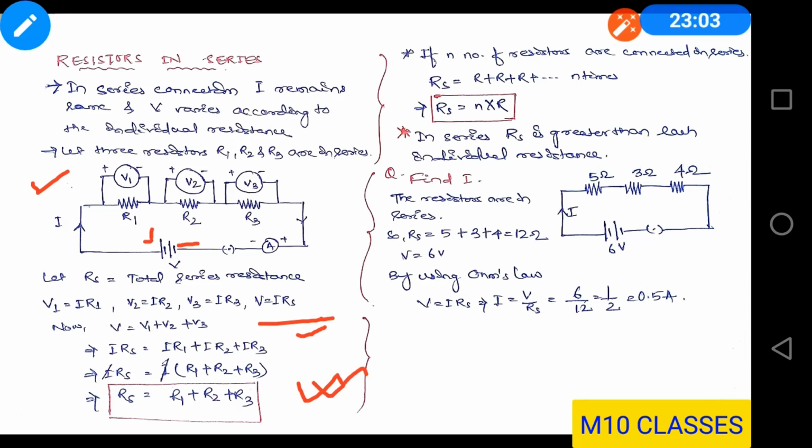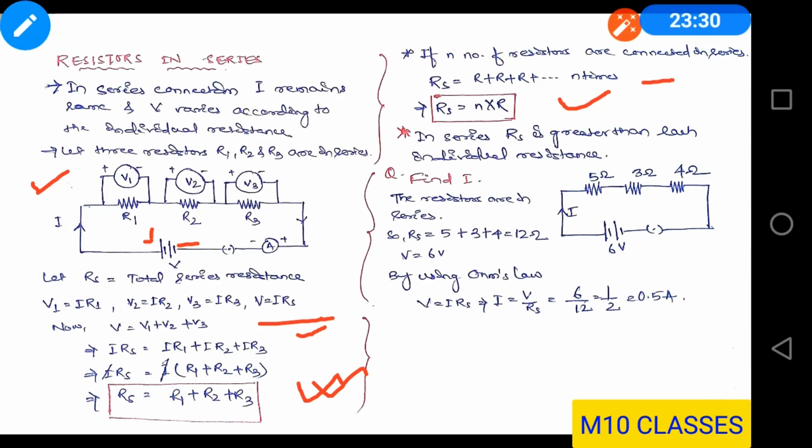Now suppose n number of resistances are there. That would be R1 plus R2 plus R3 and so on. It will simply be the sum of all the resistances. Now let's say there are n number of resistors with resistance R connected. So what will you get? Rs equals R plus R plus R plus R, that is n times, and that will give you Rs equals n into R.